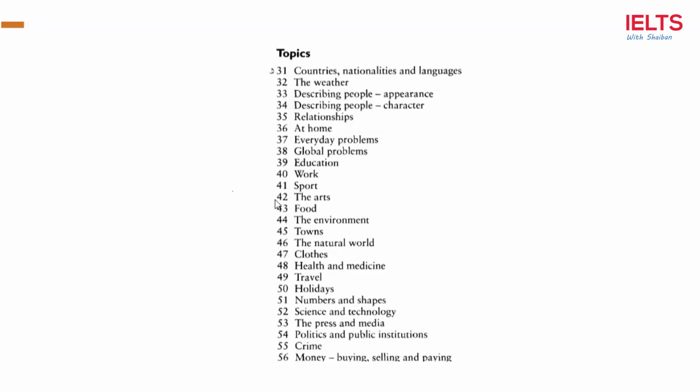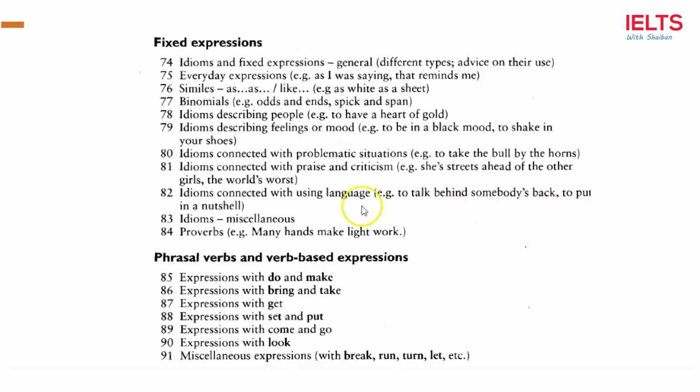For example, if you have a topic in speaking or a topic concerning arts in writing, you have your vocab and some nice synonyms and of course collocations and some less common vocabulary concerning arts. Also, I highly recommend, in the same book, fixed expressions and in particular idioms.